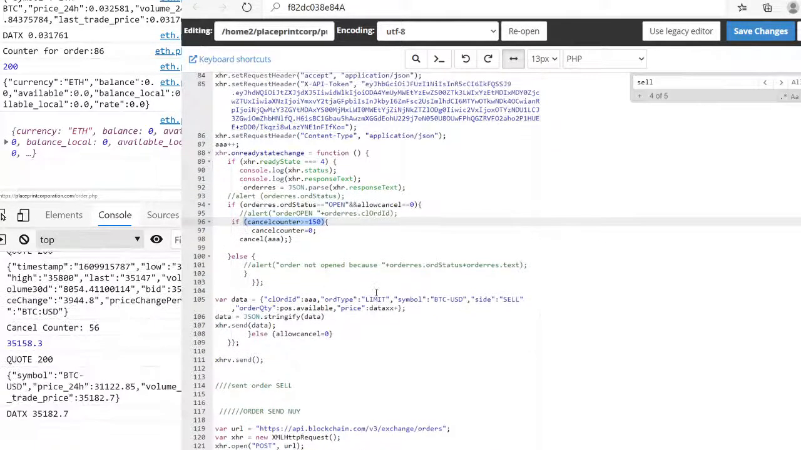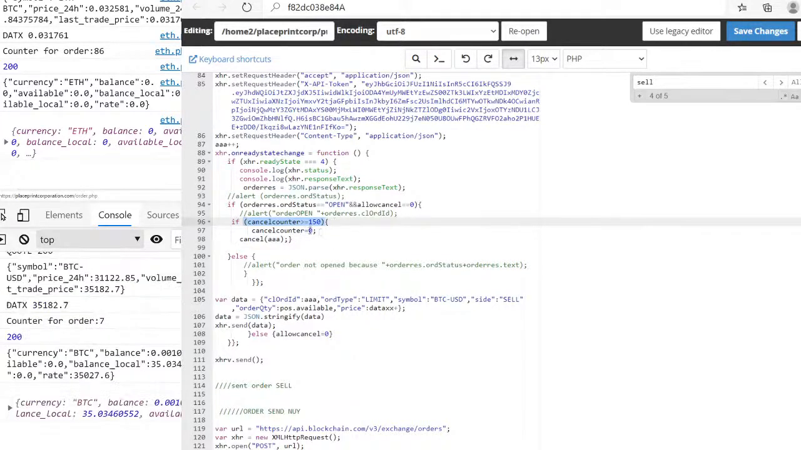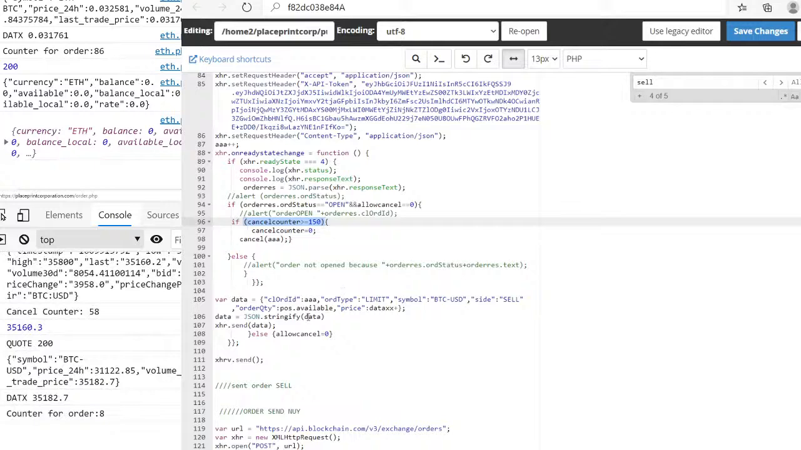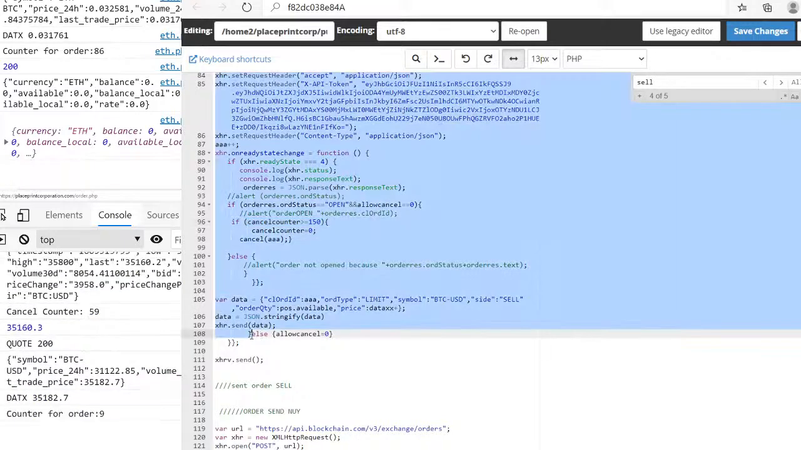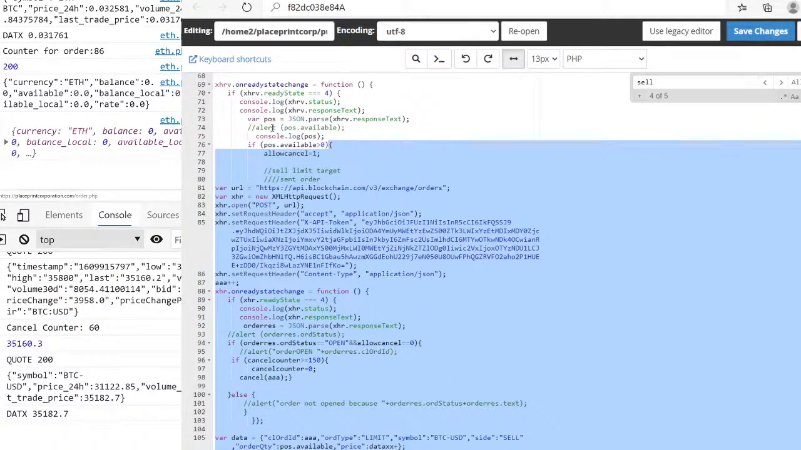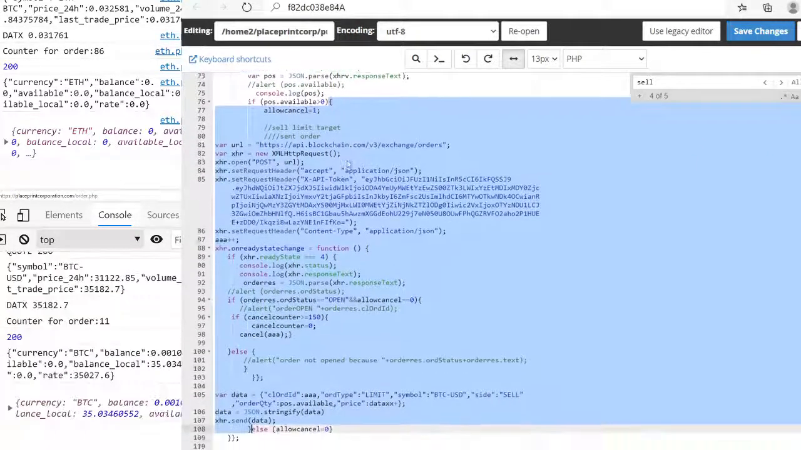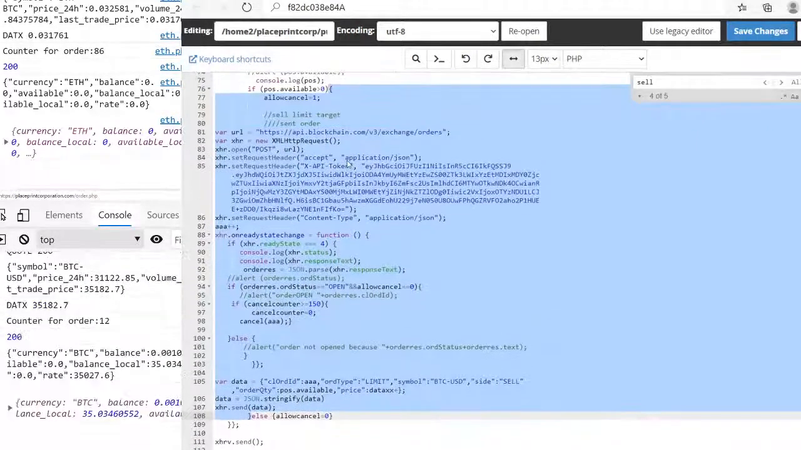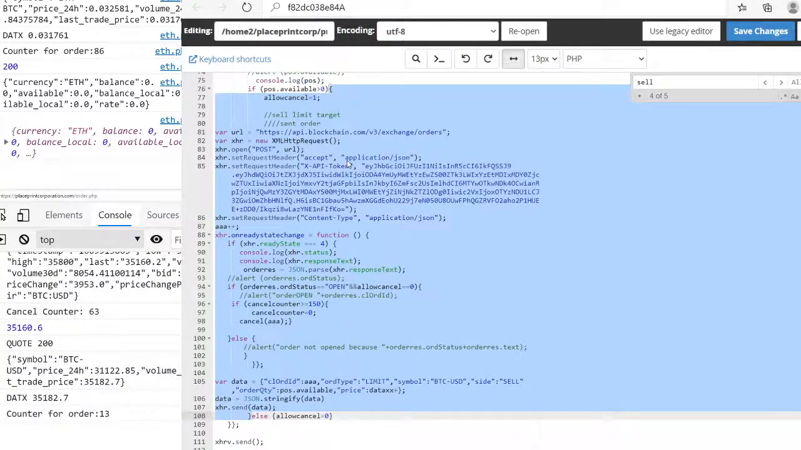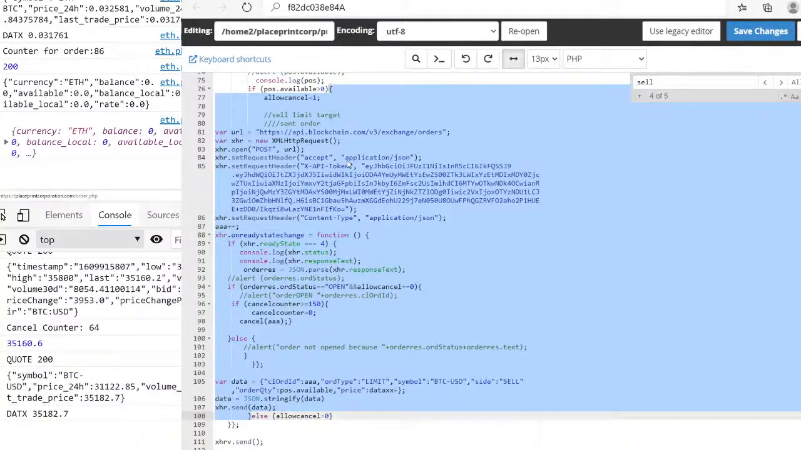If cancel counter is greater than 150, cancel counter equals 0. Else allow cancel. How does it know that? Oh, if position available is greater than 0, then do this. That means if it's greater than 0, do this.